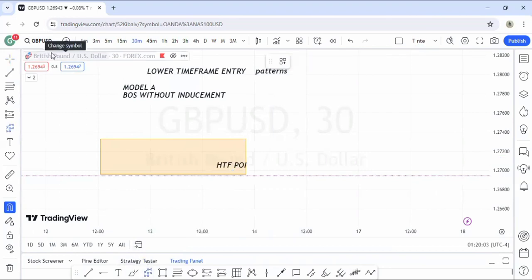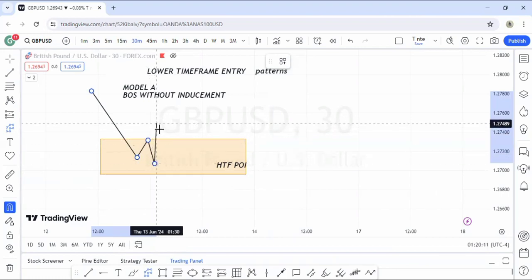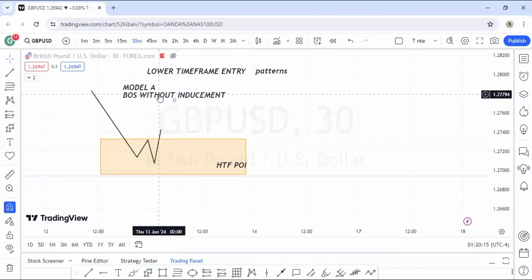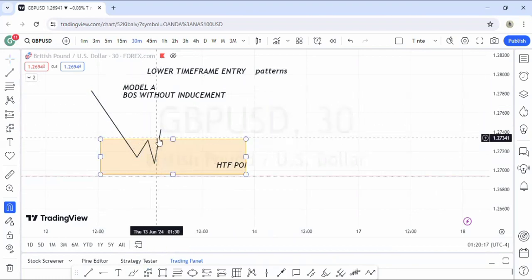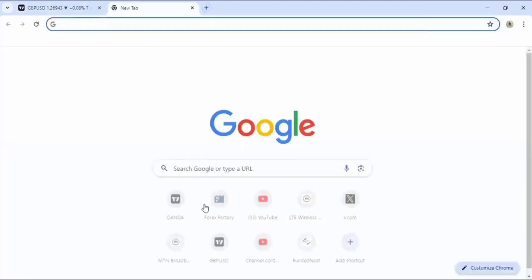As price drops inside there and you're bullish, what you want to see is price run a low and then break a high. All right, so this is model A. Have you seen how easy it is? It's not rocket science, right? Just very direct and straight to the point.